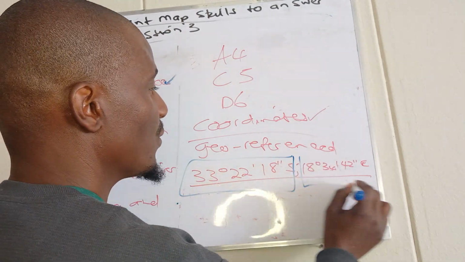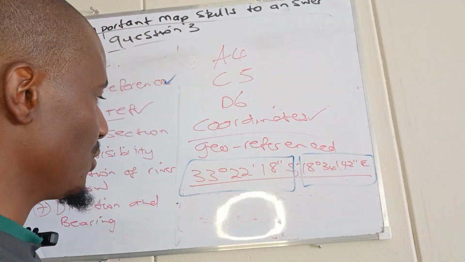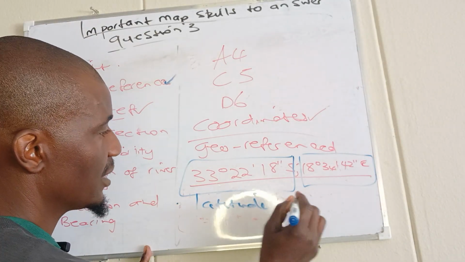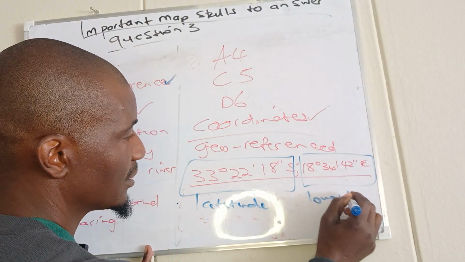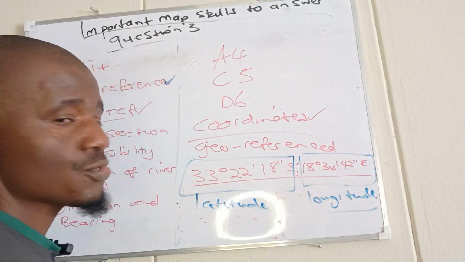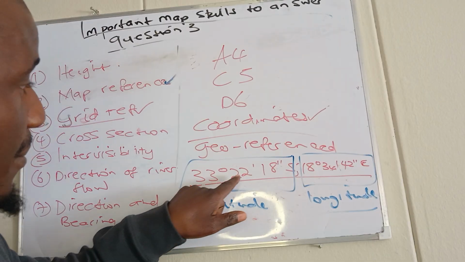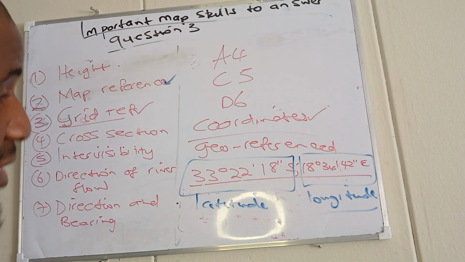Then you finish off with your longitude. That's how you do it. So latitude first, then you've got what you call what? Longitude last. So you always start with your latitude, then your longitude, which means your degrees, minutes, and seconds.